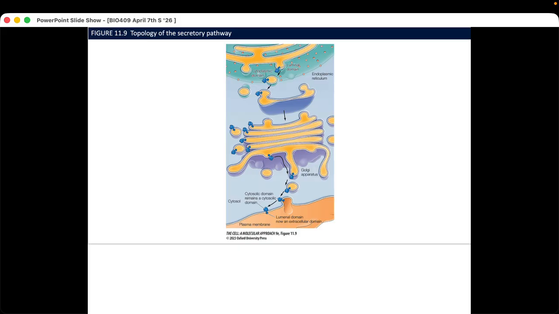Okay, so I have to have a little side note in this chapter about the smooth ER. Smooth ER, not about protein synthesis. It's about phospholipid synthesis, lipid synthesis, fats and oil synthesis.